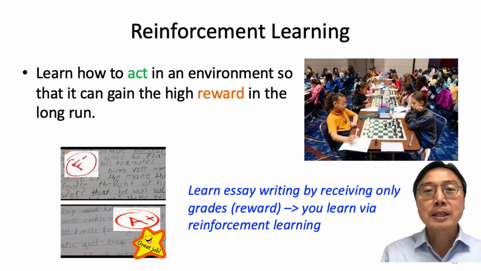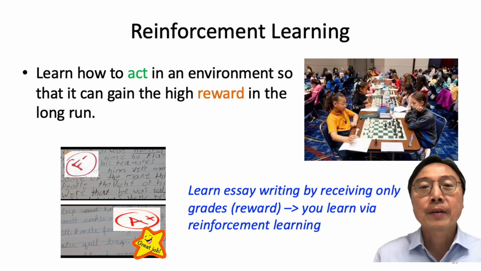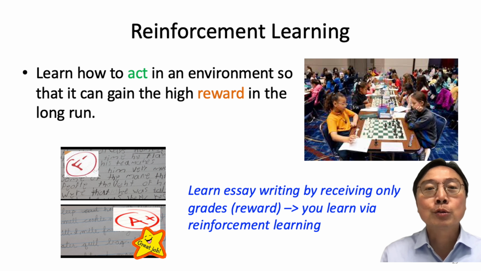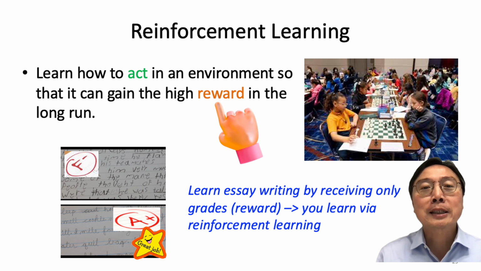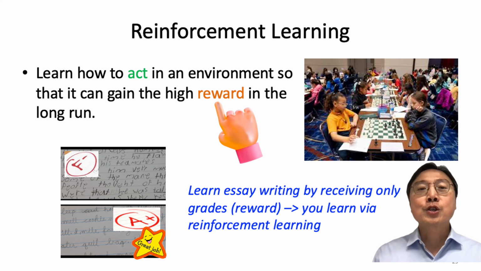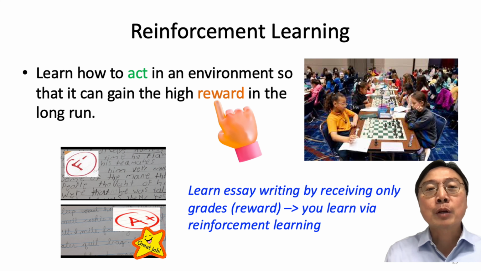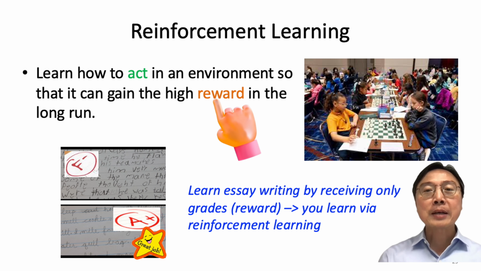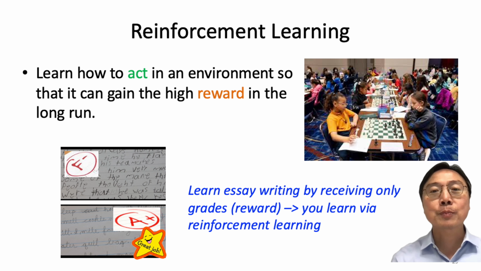The third type, as I mentioned, is reinforcement learning. Most likely it tries to learn how to do some action or to make some decisions in an environment automatically, so that it can gain high reward. That is, in the long run, you can gain some things. One of the best examples is chess playing.